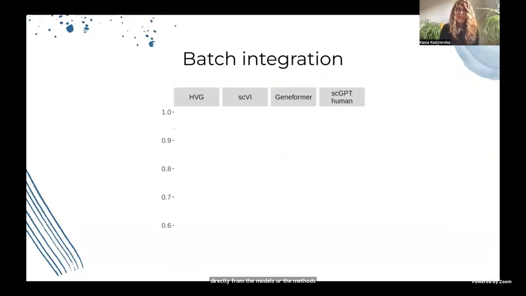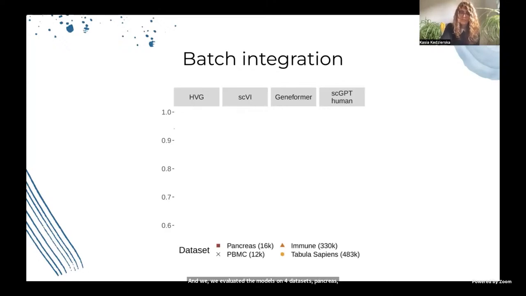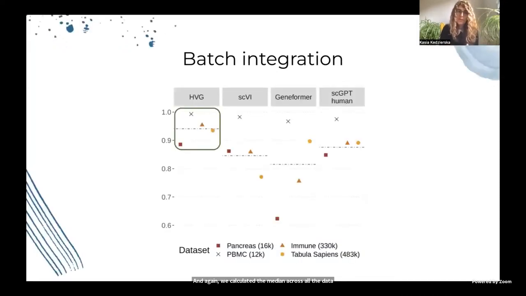Batch integration score is a modified silhouette score where the higher value would signify a better mixing of the batches. And we evaluated the models on 4 data sets: pancreas, PBMC, immune, and Tabula Sapiens. And again, we calculated the median across all the data sets with the dashed line. And first thing we see is that highly variable genes outperform other models, especially the foundation models.